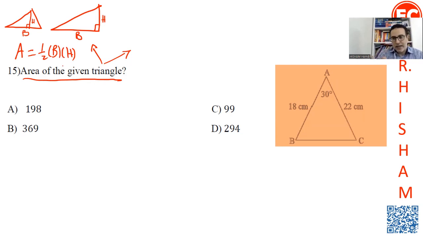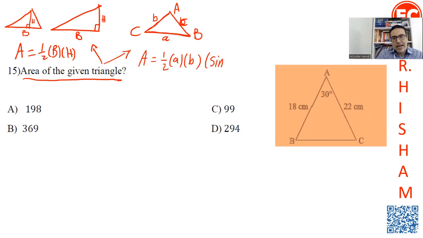But if the triangle is the same as number 15 in front of you, which is not a right angle triangle, you cannot use area equal to half base times height. What I'm going to do, Mr. Hisham: if you have a triangle, capital A for the angle, small a for the side, you can say that the area is half the product of any 2 sides multiplied by the sine of the included angle. So it's half a times b times sine of the included angle C, or half a times c times sine of angle B.